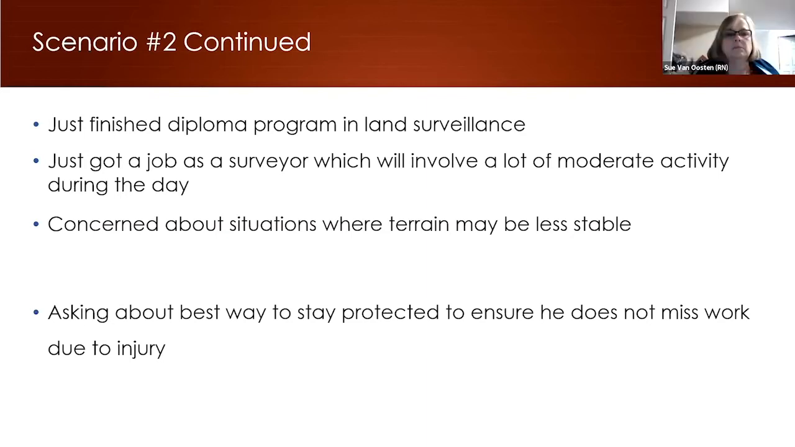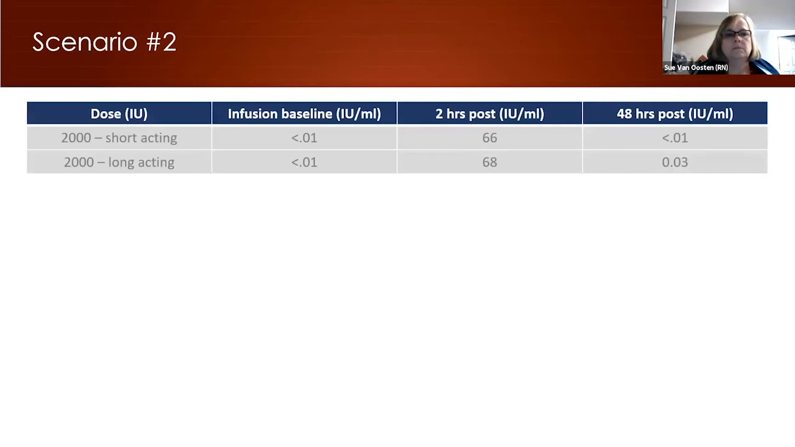So just looking at the next one. So we did his level. So he also takes 2,000 units prophylaxis, and that's his baseline level on the day that we tested him. And then 2 hours after his infusion, he went up to 66% or 0.66 units per mil. And 2 days later, we did his level and he's undetectable 2 days later.